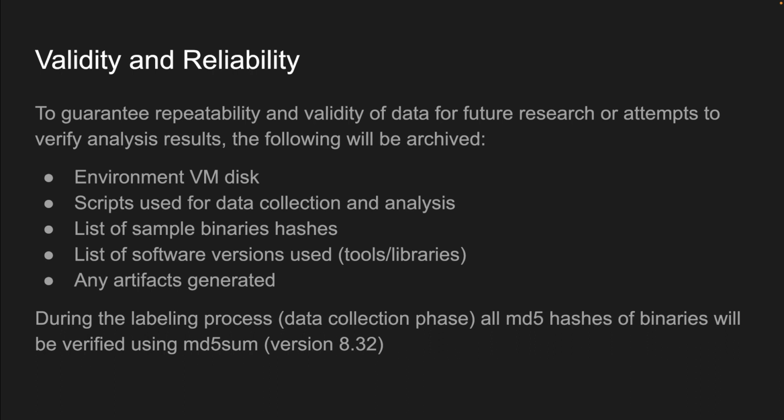And then also during the labeling process or the data collection phase, all MD5 hashes of the binaries will be verified using md5sum. So we'll generate MD5 hashes of the binaries we've collected and then make sure that they match those described in the technical deep dives for that malware family, to make sure that we're pulling the right artifacts and we're comparing binaries or executables and not PCAPs or something. So md5sum will be version 8.32, which is just the latest and greatest version of md5sum.